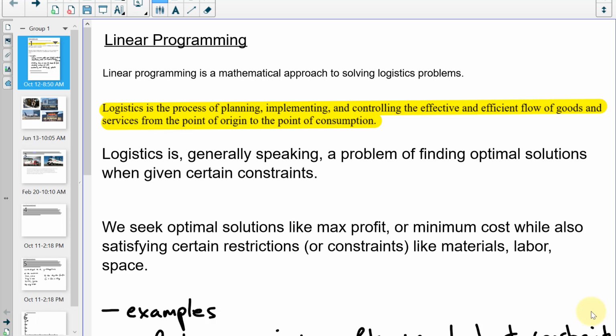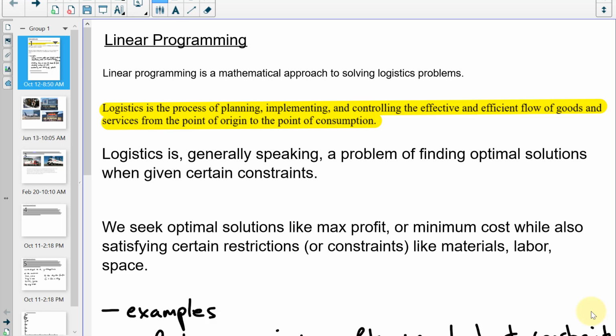Okay, this video is on the topic of linear programming. Linear programming is a mathematical approach to solving logistics problems. So logistics problems, or logistics, is the process of planning, implementing, and controlling the effective and efficient flow of goods and services from the point of origin to the point of consumption.